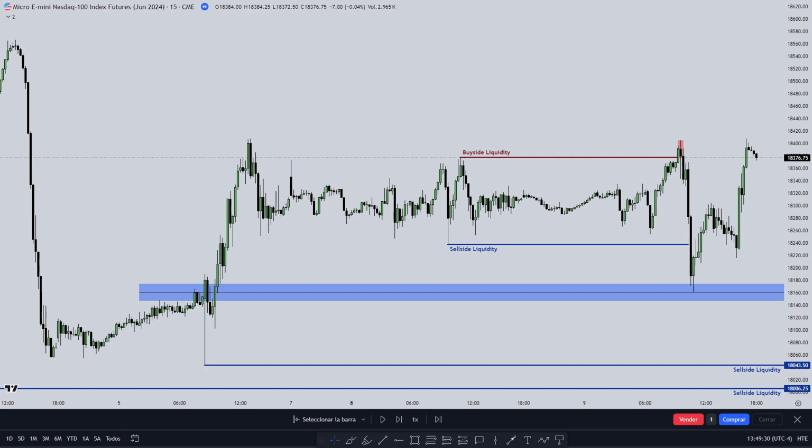The model was valid due to the displacement inside of the range that occurred once the buy side was swept. If price would have not displaced lower, we would have not considered taking the trade. Rules are very important in order to be profitable. I've learned that the hard way, so it's better to follow them.